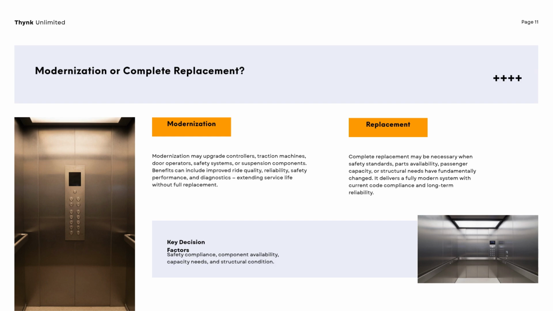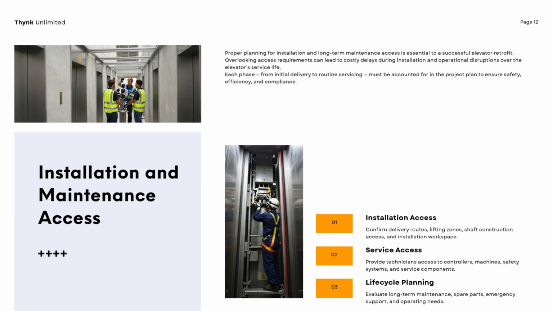For historic buildings, preserving the original architecture may be one of the biggest priorities. External shafts or panoramic configurations can reduce disruption to the existing structure. For private homes, home elevators, compact traction systems, or platform lifts may be more practical, depending on available space and accessibility needs. 8. Modernization or complete replacement.